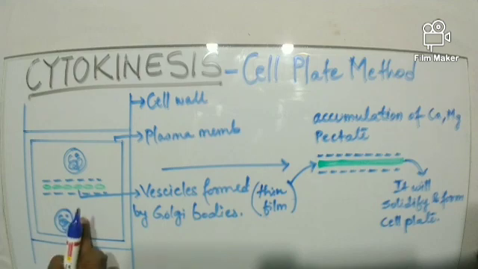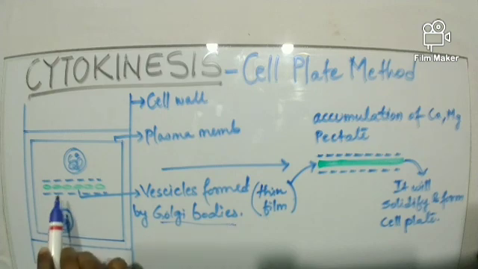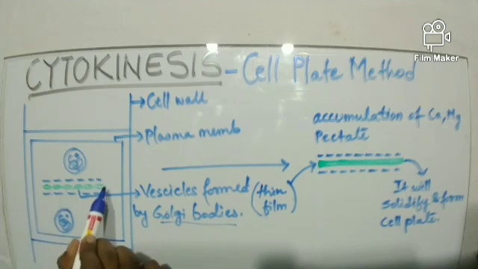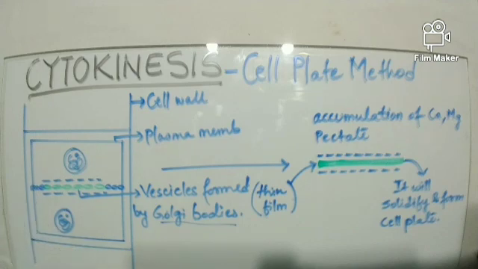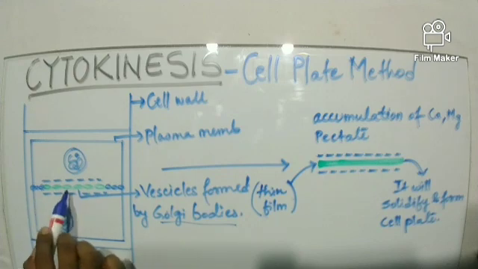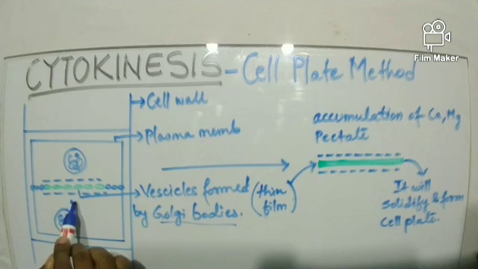Now as you can see in this diagram, the vesicles that are formed by the Golgi bodies are accumulating at the center. So the arrangement of these vesicles formed by Golgi bodies starts from the center. Now as the cytokinesis proceeds, what happens? New vesicles start to get attached at the ends of the already existing vesicles. In this manner we can see that the arrangement of the vesicles is taking place from the center towards the end.